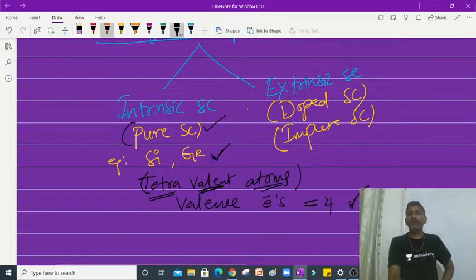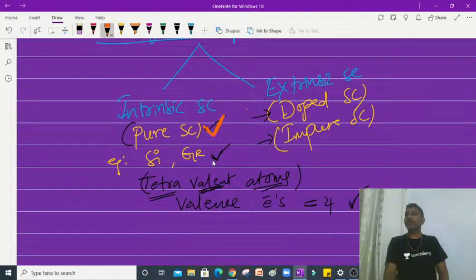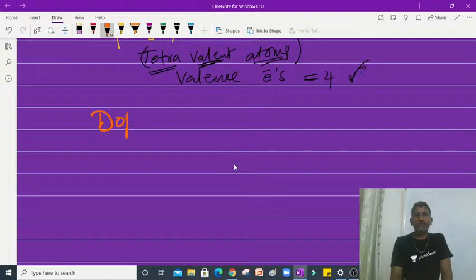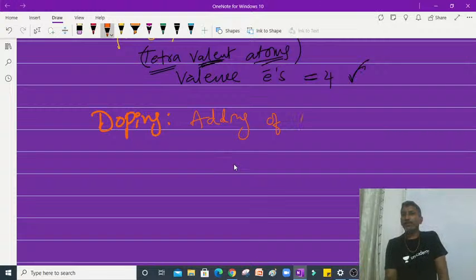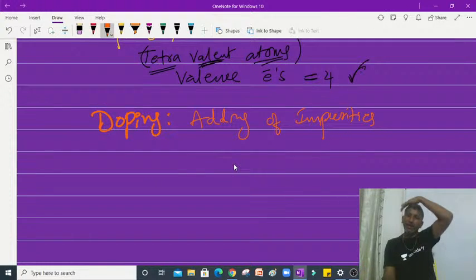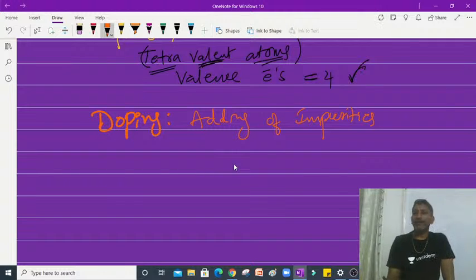Now here it's very clearly shown on the other side. Doped semiconductor, extrinsic means doped, or I can say impure semiconductor, means something is going to be added to the pure semiconductor. To the pure semiconductor, some other atoms, foreign atoms are going to be added. That process is called doping. Doping means what, students? It means adding of impurities. Impurities means foreign atoms, other atoms, except these intrinsic semiconductor atoms. The process of adding impurities is called doping.